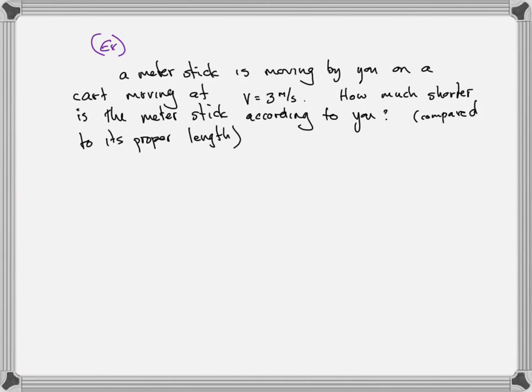Okay, let's do a numerical example. Let's say that we have a meter stick moving by you on a cart moving at 3 meters per second. How much shorter is the meter stick according to you compared to its proper length? I'm just trying to find a way to have a meter stick move relative to you. In its own frame of reference, of course, the proper length of the meter stick is 1 meter.